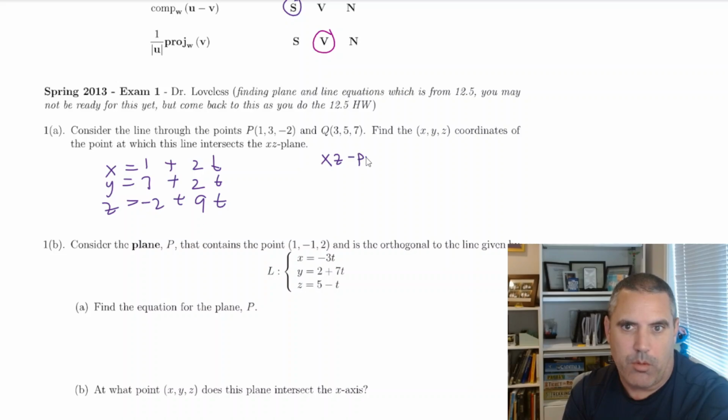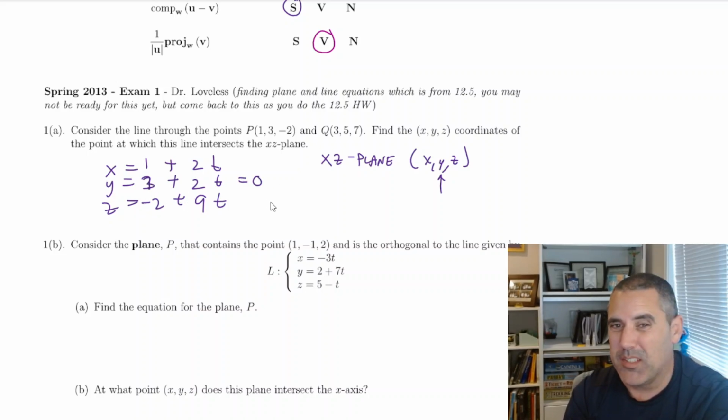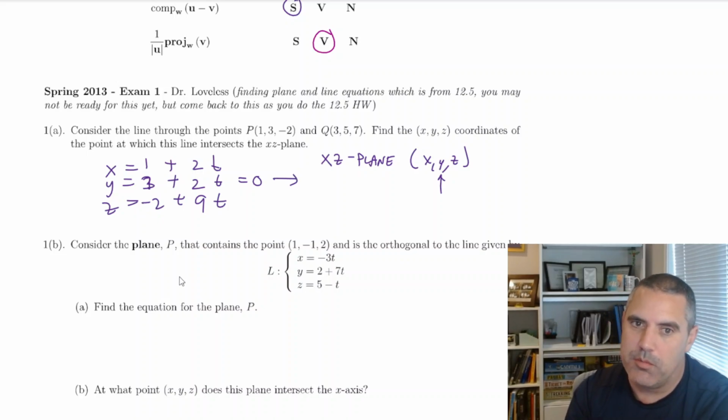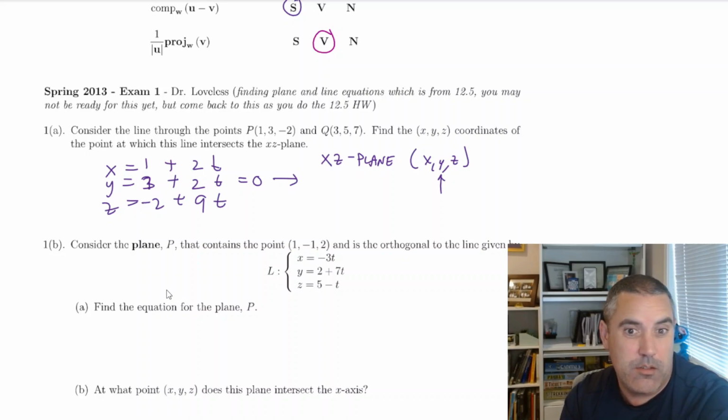So then there's a separate question, which is what does it mean to be on the xz plane? It means that y is 0. So we want this to be 0. From that we can solve for t. And then once we know t, we can substitute it in. So that's not too bad.